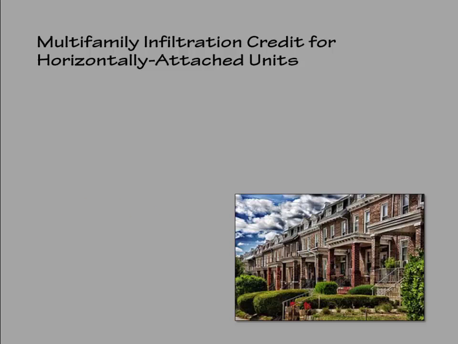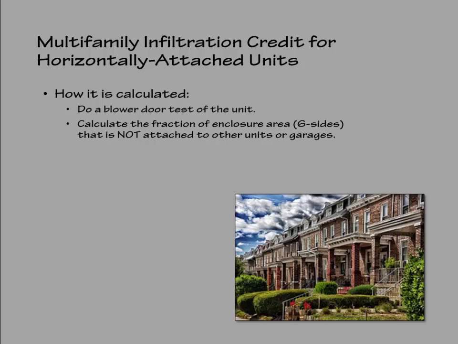So let's look at the horizontally attached infiltration credit adjustment. First of all, you have to do a blower door test of the unit. What's different about horizontally attached units and a detached unit is that with horizontally attached, some of the surface area is in common with units next to it. So we have to do a blower door test and we do an adjustment to take account of the common attachments, the common walls. We calculate the fraction of the enclosed area, the six sides, that is not attached to other units or garages, and that's what we take as our infiltration credit.